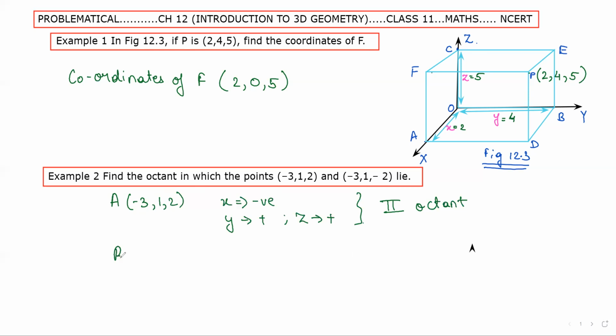Next point B, (-3, 1, -2). Here your x is negative, y is positive, and z is negative. This happens in the sixth octant.